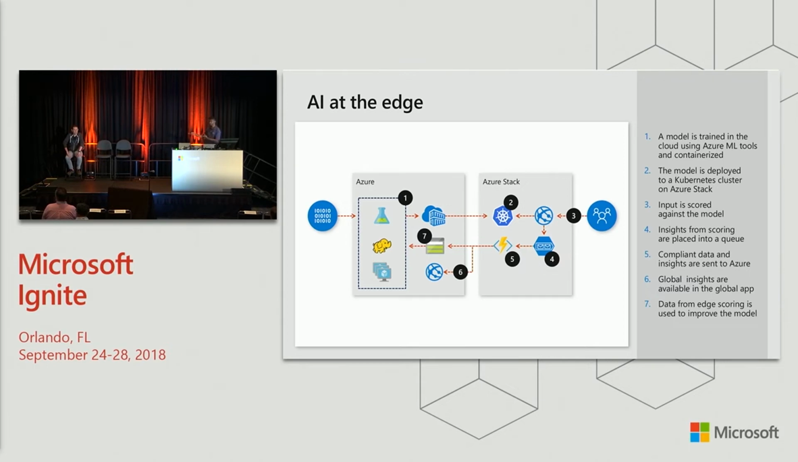And just like in Ricardo's application, the insights are placed into a queue. But the queue is actually on Azure Stack. A function takes the data from that queue, anonymizes it, strips out any data fields that might be protected, and sends that data to Azure. This means that whenever there's connection available, it can upload a batch of data, or it can just have a constant stream of anomalies or trends, summaries.